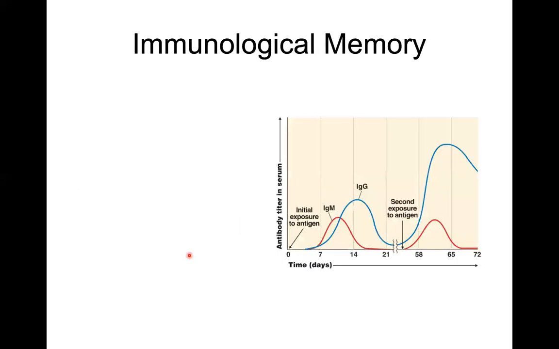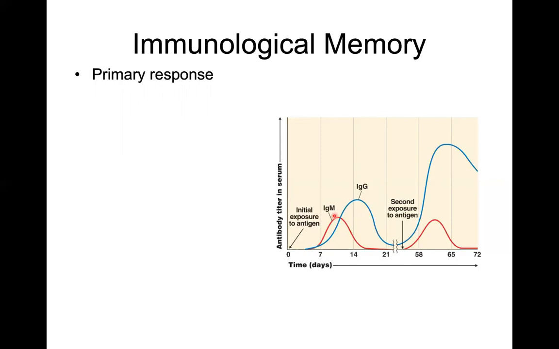Okay. Memory. What you're looking at is a graph that shows you how much of that particular antibody occurs within the serum of that patient over a period of time. So at time 0 is when the individual had been exposed to whatever that antigen is. And so of course, it takes some time for the immune system to mount a response. And you can see that within 7 to 14 days, an immune response is mounted.